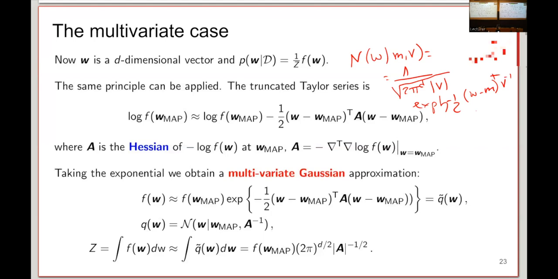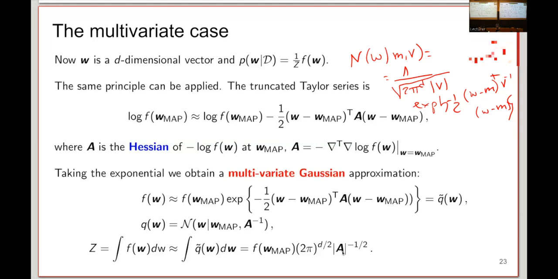So we are working now with multivariate Gaussians. And then normalizing the multivariate Gaussian is very easy. You just need to know the covariance matrix and then compute the determinant of that. And the determinant of the covariance matrix is the same as one over the determinant of the inverse covariance matrix. So that's it, multivariate case.